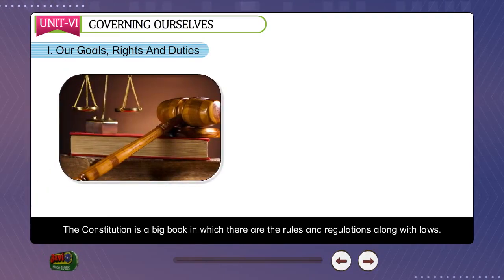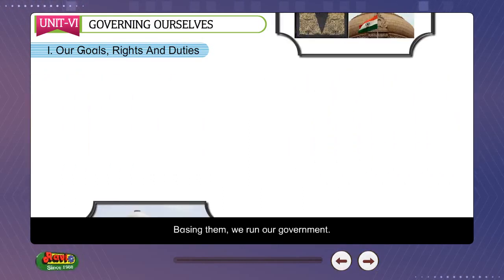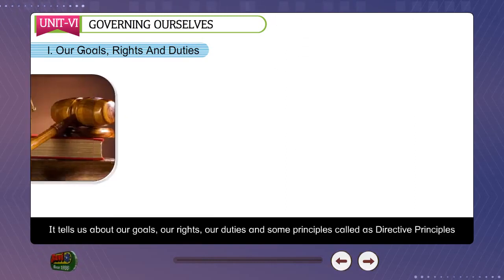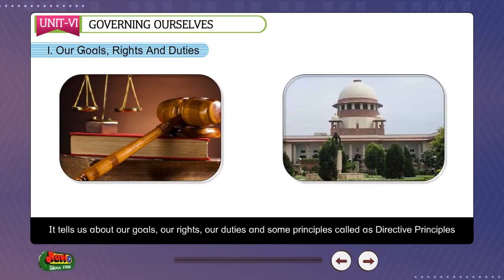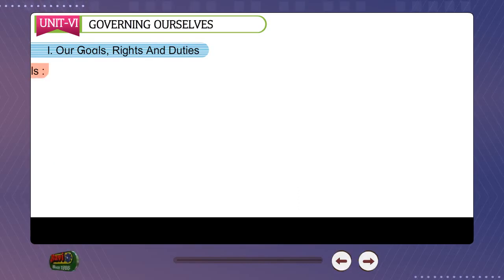The Constitution is a big book in which there are the rules and regulations along with laws. Basing them, we run our government. It tells us about our goals, our rights, our duties, and some principles called directive principles, which are the guidelines for the government to follow.